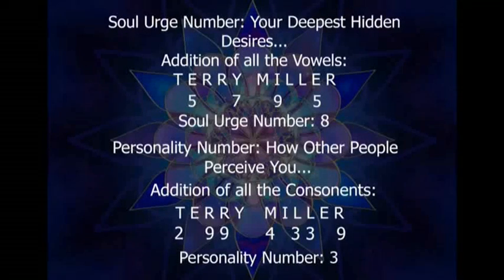Again, the next two numbers are also generated from your birth name. Mind it, always use your birth name and always do the math right. And in case you have another name which has been used more often, you can also use that. So we have the soul urge number, which is the addition of all the vowels reduced to a single digit, and the personality number, which is the addition of all the consonants reduced to a single digit. Soul number tells us about your deepest hidden desires, and the personality number says how the outside world would perceive you.